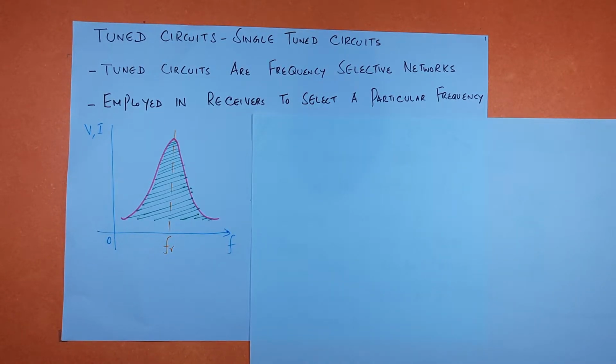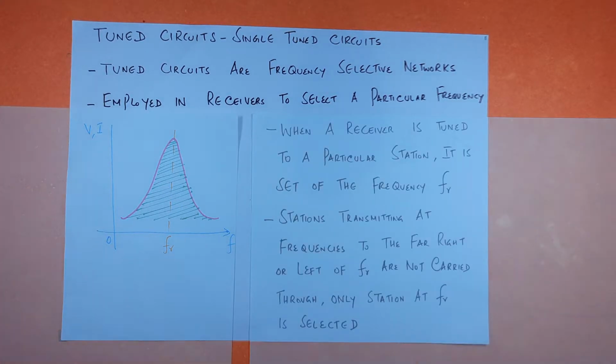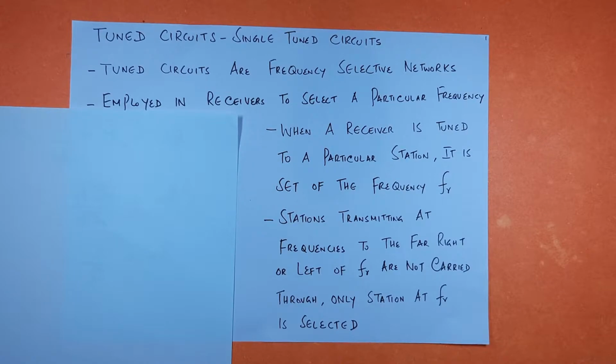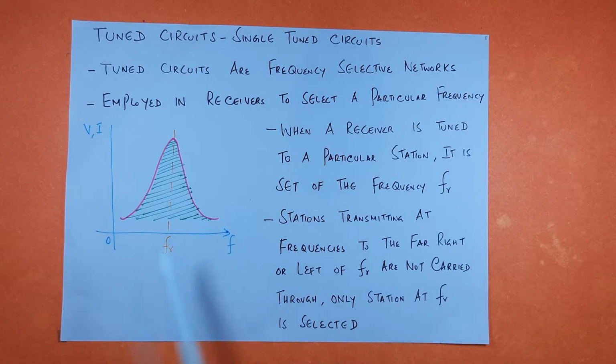So this is the frequency response of a tuned circuit. FR is the frequency of choice. When a receiver is tuned to a particular station, it is set to the frequency FR. Transmission stations transmitting at frequencies to the far right or left of FR are not carried through. Only the station at FR is selected.